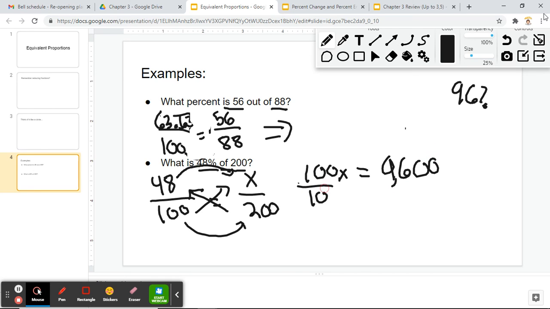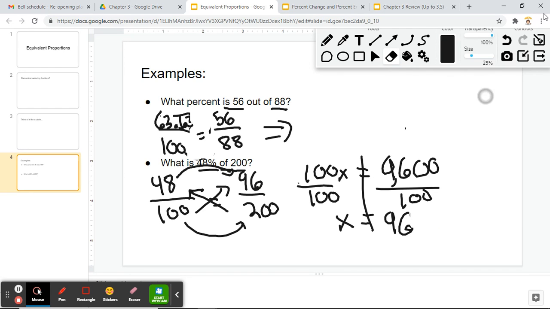All right, we'll do some quick, simple division here. We'll divide both sides by 100, because division is the opposite of multiplication. And 9,600 divided by 100 is, of course, 96. This is not a percent right here. I apologize, guys. So what is 48% of 200? It is 96. Let's go over it. We are saying that the fraction 48 over 100 is equal to 96 over 200, and these can both be represented as the percent 48%.